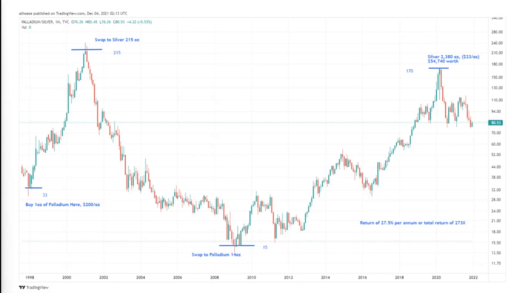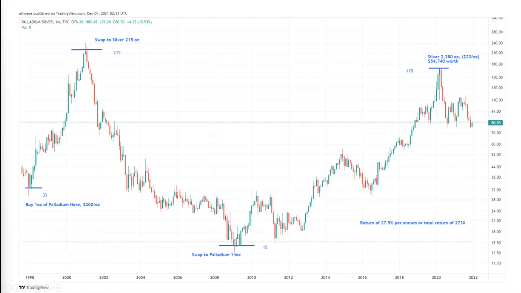Now, if you take your 14 ounces and ride it all the way up under this recovery phase of real estate and swap it at the top here, which was another top, it's a double top here, and there was a big wick at the top as well, it's just cut off because I'm using the time frame. Silver, if you swap your 14 ounces at a 170 ratio, you'd have 2,380 ounces of silver, priced at roughly $23 an ounce right now.